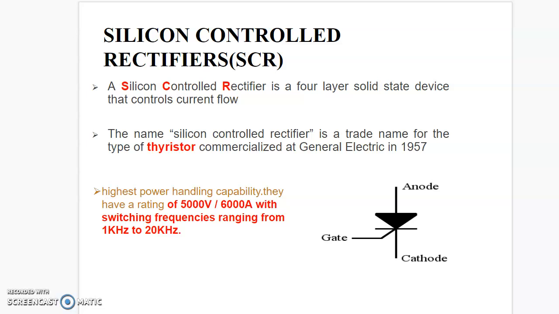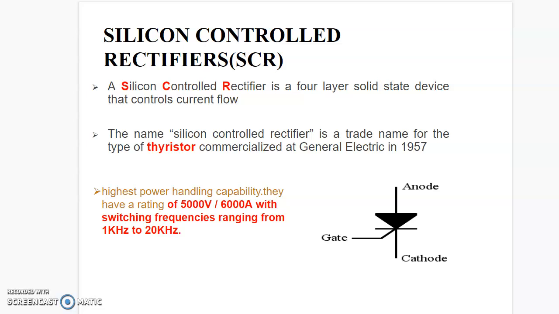Hello everyone. So in this lecture we will be seeing more about silicon controlled rectifiers. So what is a silicon controlled rectifier? A silicon controlled rectifier is a rectifier in which we can control the power output. It is a 4-layer PNPN diode, which we popularly also call a thyristor.